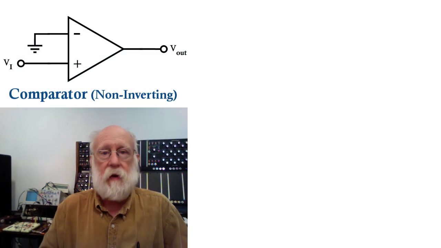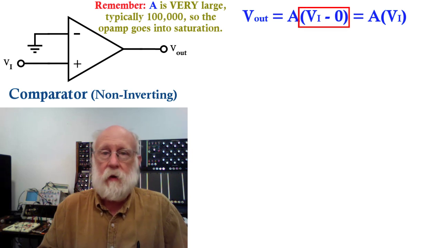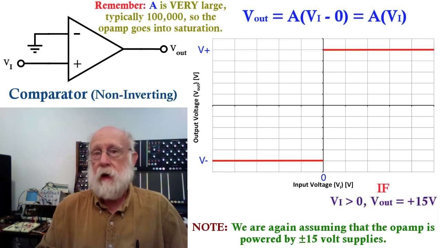In the previous video, we saw that if you take the basic non-inverting amplifier to the absurd extreme of making the feedback resistor infinite or removing it altogether, then it became a device that we called a comparator, because basically it compares the input voltage to ground, and the output then takes on the maximum value of whichever sign is appropriate. If the input is negative, the output goes to minus power supply level.